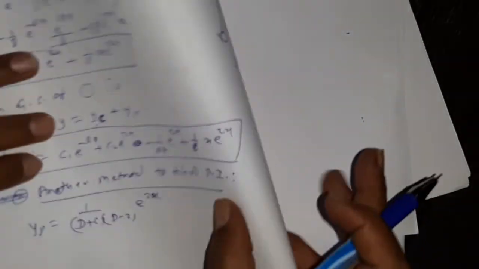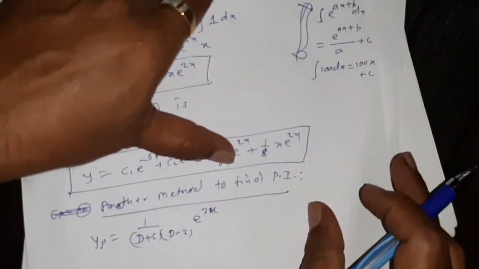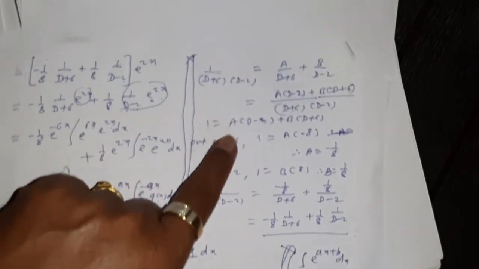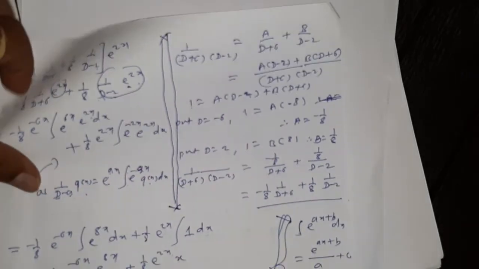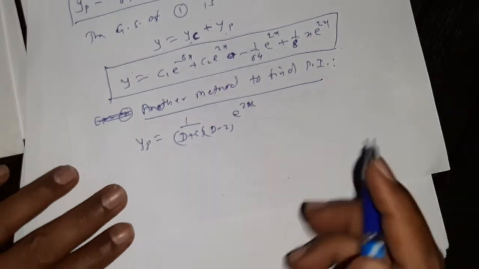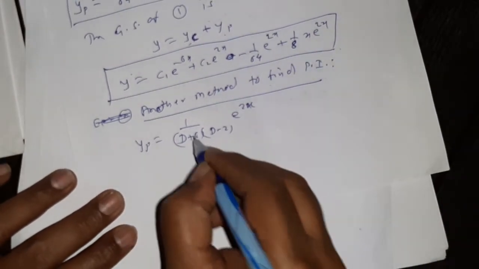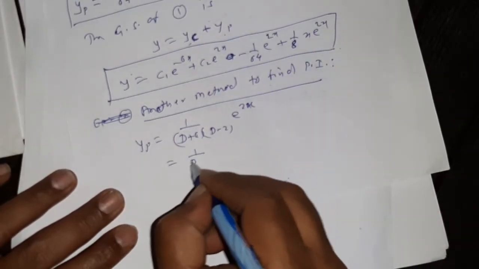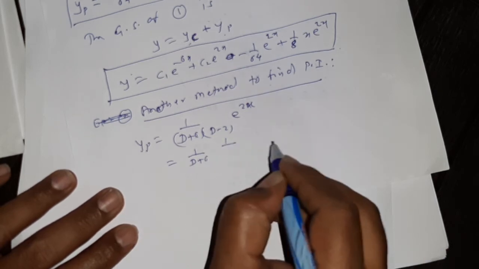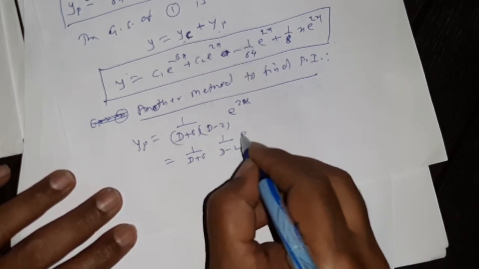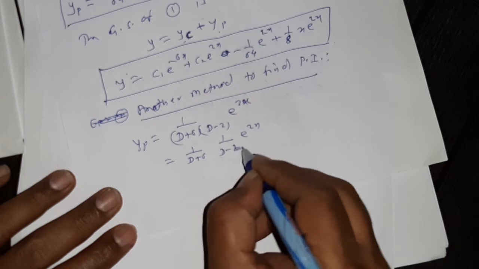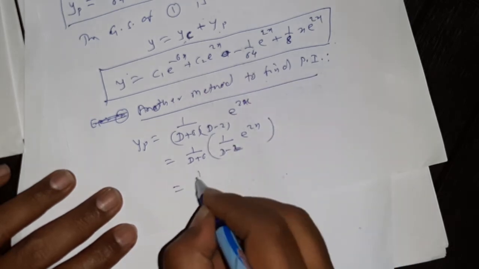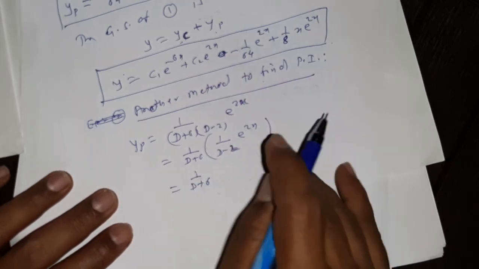So without partial fractions we can obtain the particular integral. So this is another method. We write this as 1 by D plus 6, D minus 2, e raised to 2x, right here in brackets, then it is equal to 1 by D plus 6.